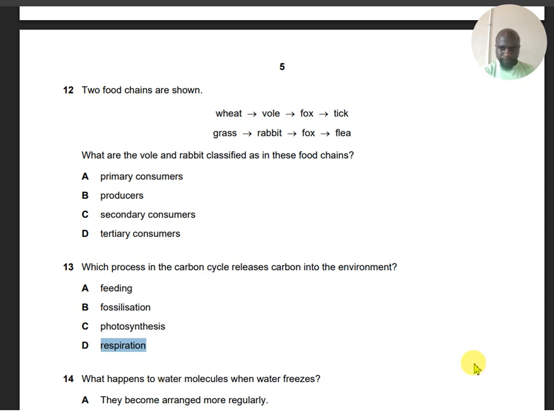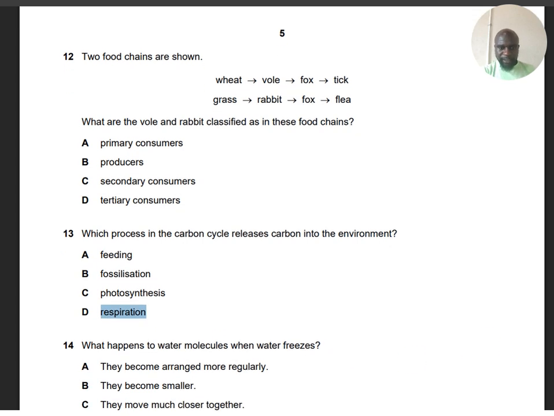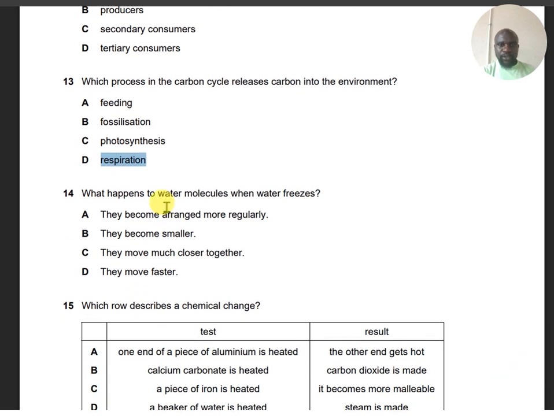Number 14 says, what happens to water molecules when water freezes? They become arranged more regularly when they freeze. They become smaller? No. They move much closer together? No. They move faster? No. So the correct answer to number 14 is A.